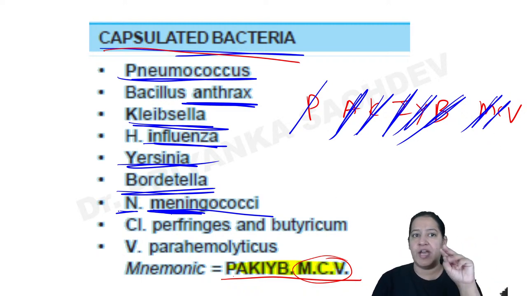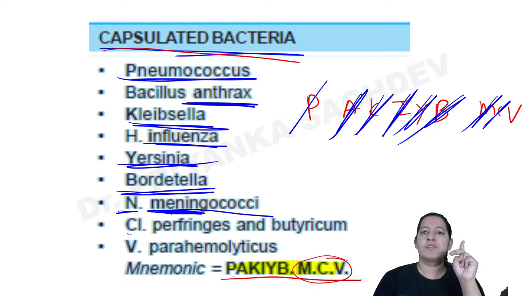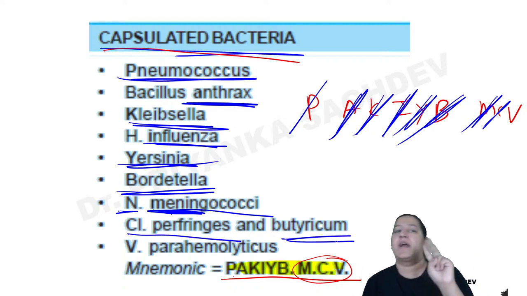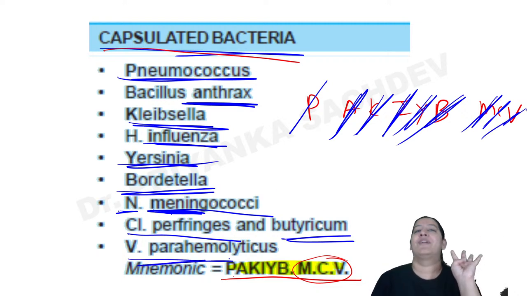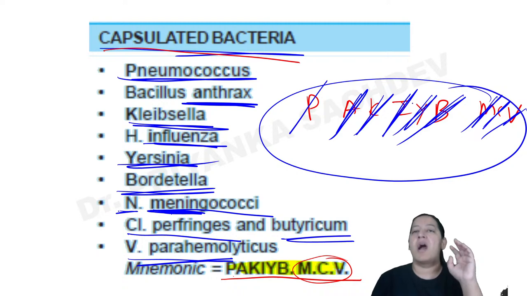Clostridium, not all Clostridium, only Clostridium perfringens and Butyricum, two Clostridium, and Vibrio, it is not Vibrio cholerae, it is Vibrio parahaemolyticus. So say this mnemonic again and again.